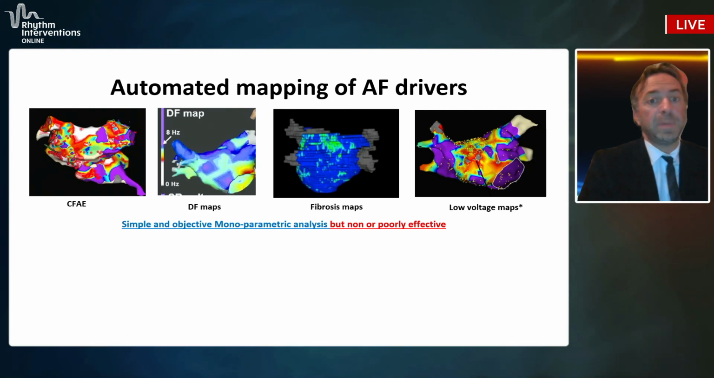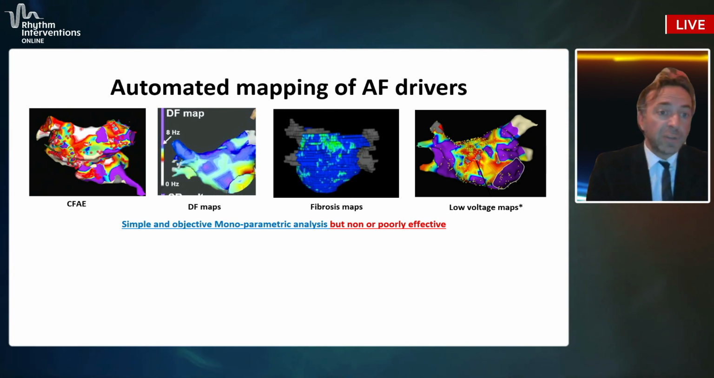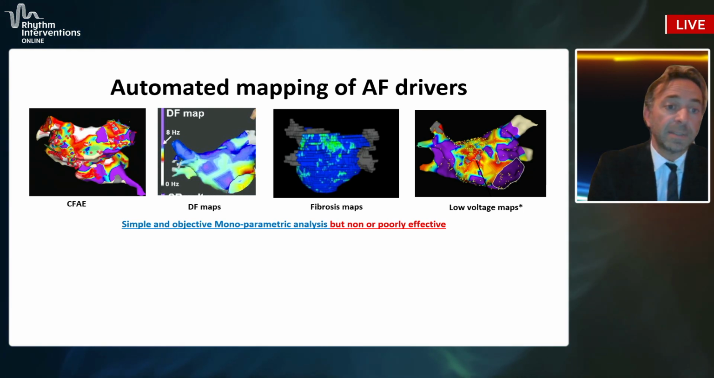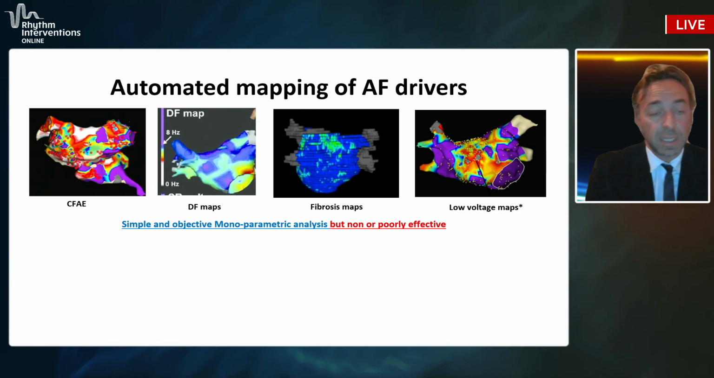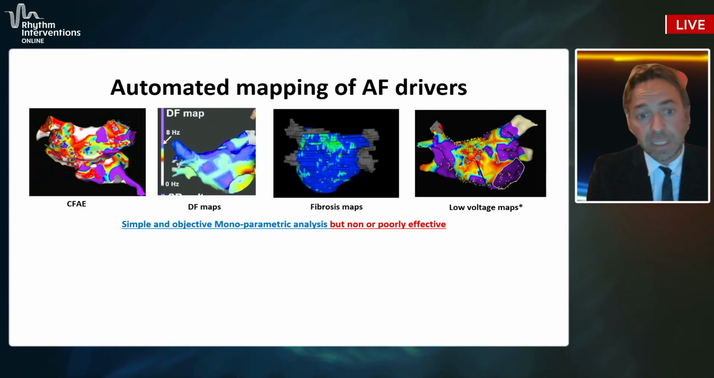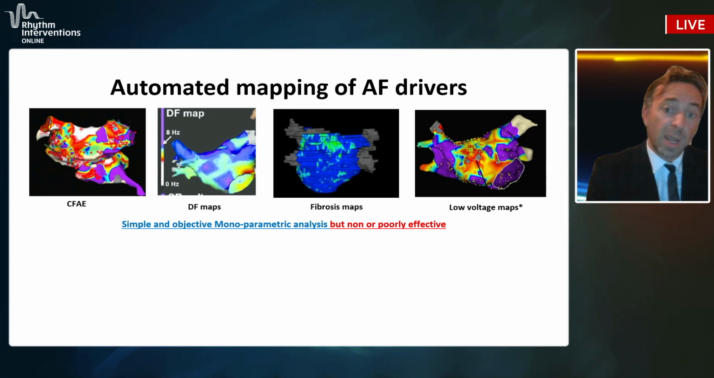So what about automated mapping of AF drivers? We have today different tools that have been available for many years that can try to analyze AF substrates. We have CAFE maps, dominant frequency maps, and fibrosis maps on MRI. We also have the low voltage maps we discussed previously. They are simple and objective. They provide a simple monoparametric analysis that is, of course, objective, but today is non-normalized or only poorly effective.